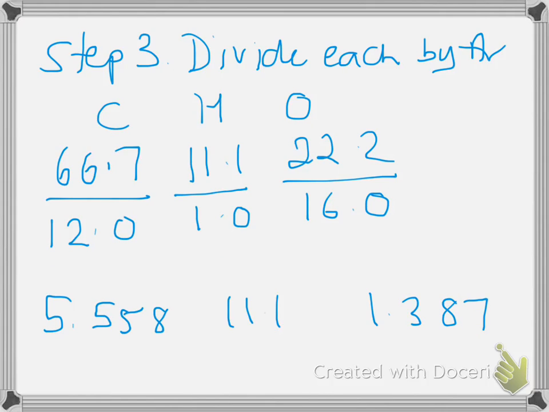Step 3, divide each by the AR. So carbon's AR is 12.0, hydrogen 1.0, oxygen 16.0. You can then keep the numbers in your calculator, but I've just put a shortened version here so you can see the ratios. So now we've got 5.558 to 11.1 to 1.387.